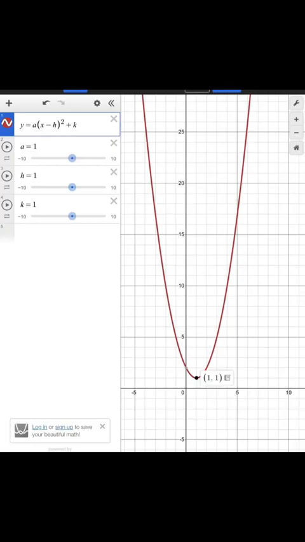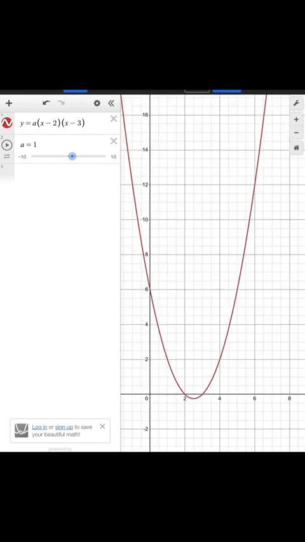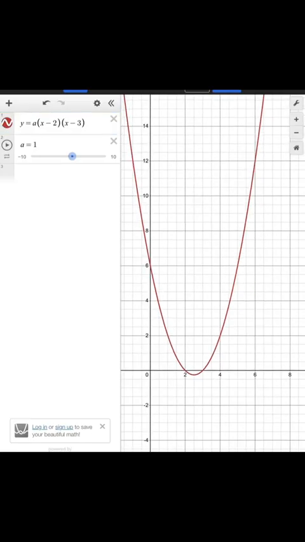Now let's have a look at the final form of a quadratic. Let's have a look at this graph here. So we've got the graph of (x minus 2)(x minus 3). Now, this is called the x-intercept form for a quadratic because it tells us the x-intercepts. So x minus 2 and x minus 3. The x-intercepts for this quadratic are that x is equal to 2 and x is equal to 3. So x equals 3, x equals 2. They're the values where this quadratic crosses the x-axis.